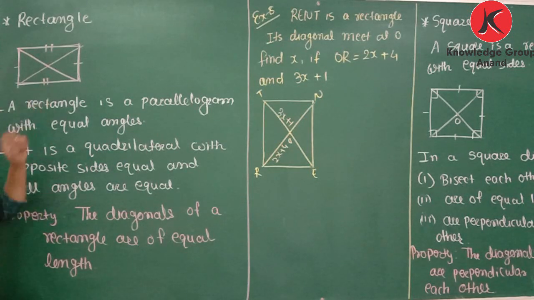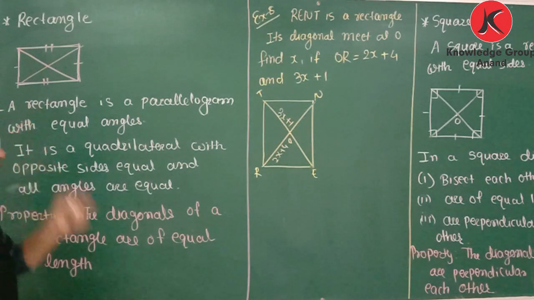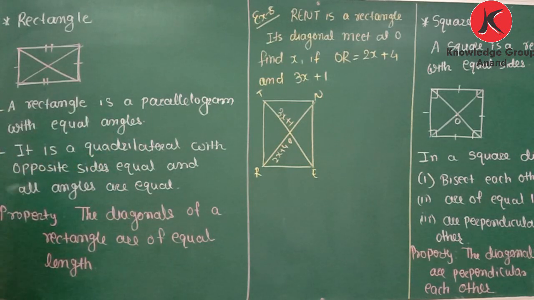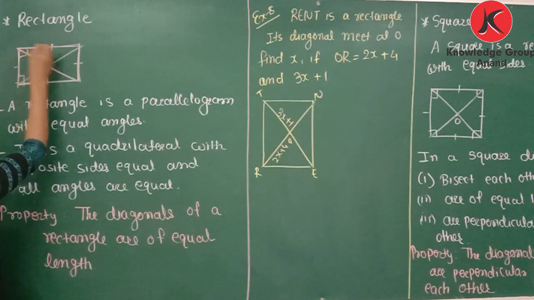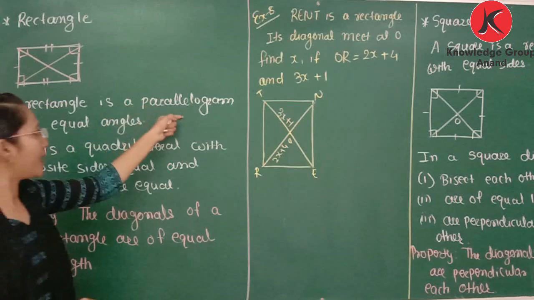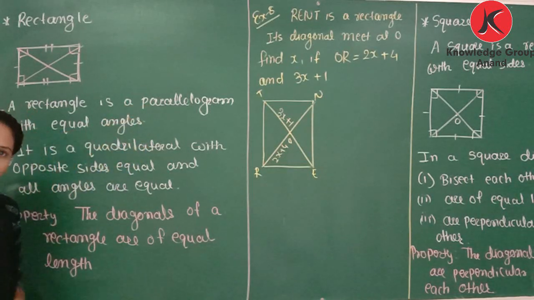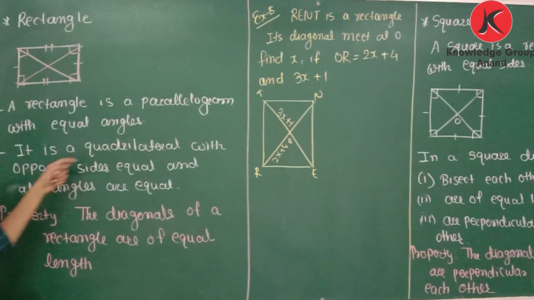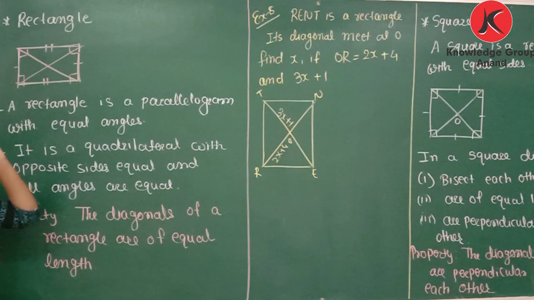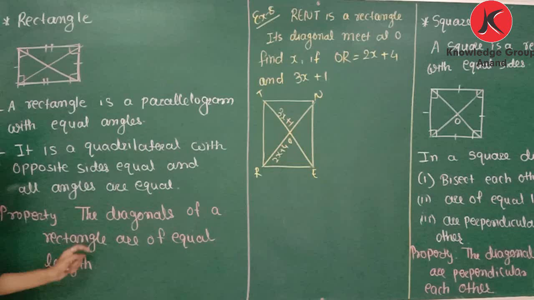Okay. One more extra property of the rectangle is that all angles are equal. Why? Because we know that in a rectangle all angles are of 90 degrees. Means all angles are equal. So a rectangle is a parallelogram with equal angles. It is a quadrilateral with opposite sides equal and all angles equal. Also in a rectangle opposite sides are equal. What is the extra property? The diagonals of a rectangle are of equal length.